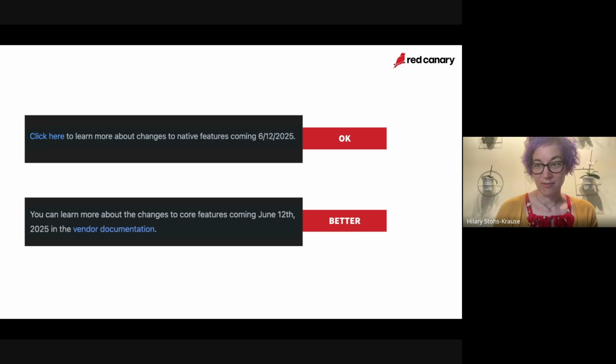But there's ambiguity here. Where am I going when I click here? If I click on "click here," where is it going to take me? Is it taking me to more internal documentation? Is it taking me to the code? Is it taking me to external documentation? Where am I going with that? Again, 6/12, is that December 6th or is that June 12th? Kind of makes a big difference if we're talking about new features coming. And then we have the better example, right? "You can learn more about the changes to core features coming June 12th, 2025 in the vendor documentation." So when I click on this link, I instantly know, okay, I'm going to the vendor documentation. Perfect. Removing ambiguity.